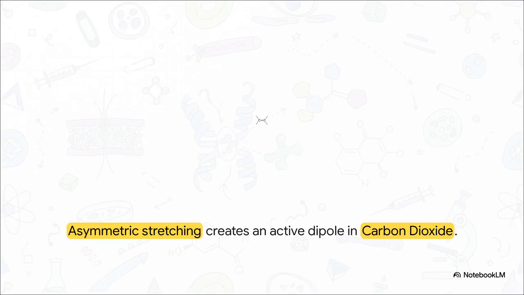Carbon dioxide is a perfect example of this rule in action. A resting CO2 molecule is just a perfectly balanced straight line with zero net dipole moment. If it stretches symmetrically, pulling equally on both sides, it stays completely balanced, meaning no infrared signal is generated at all. But during asymmetric stretching, one carbon-oxygen bond gets longer than the other. That perfect balance is broken, an active dipole is created, and boom, we can instantly detect it.